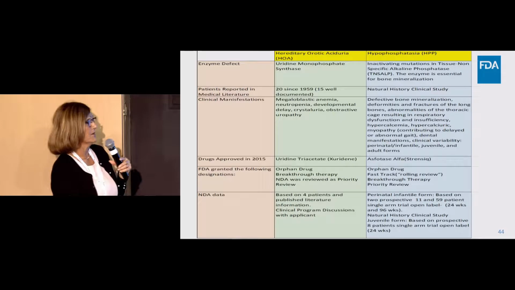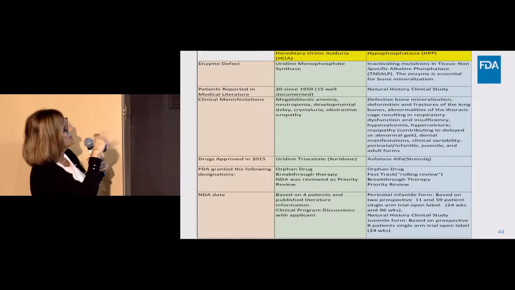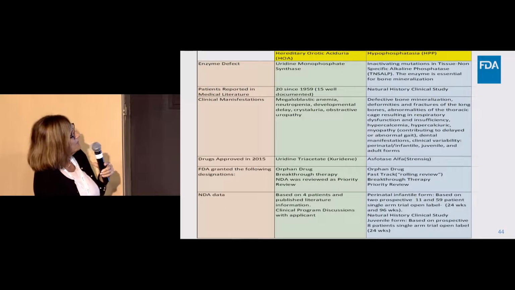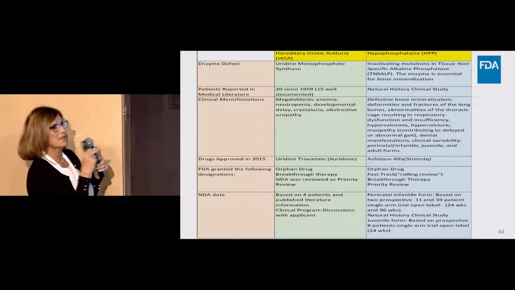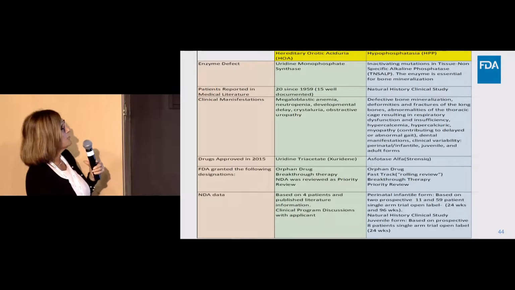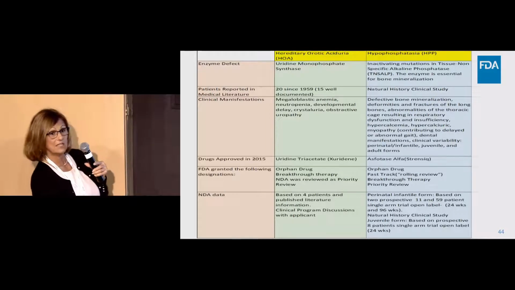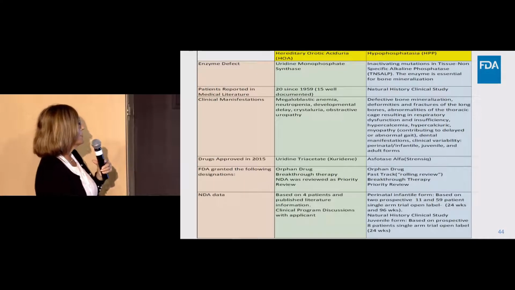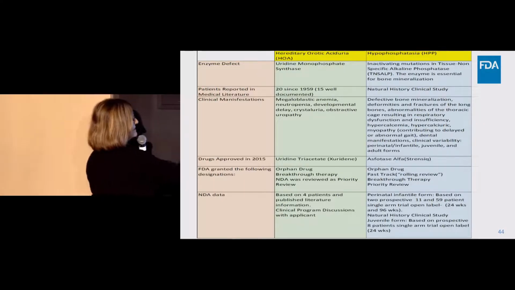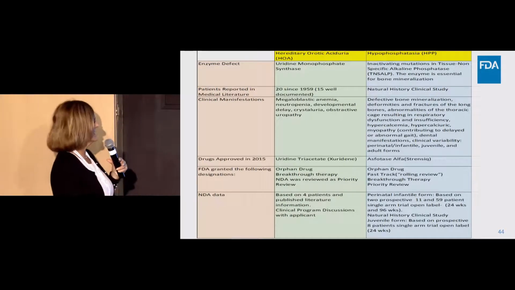So this is a table. I tried to simplify it. There are the 2 diseases, hereditary orotic aciduria and hypophosphatasia. And they have enzyme defects. And there are patients reported in the medical literature. For HOA, there were 20 since 1959, and 15 well documented. And for HPP, there was natural history clinical study data. And there were 2 drugs approved, one for each of the diseases, in 2015. And they were using all the different designations that I mentioned earlier.